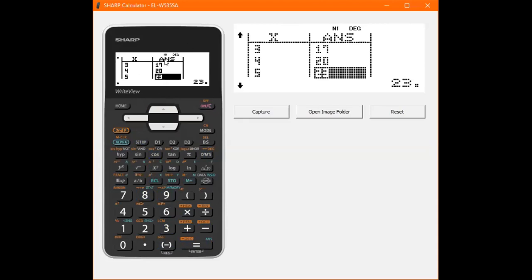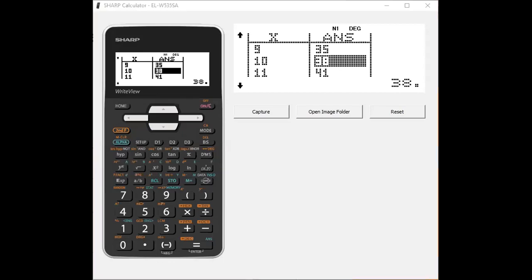Now, what's nice about using the table mode for a pattern is if, for example, I want to know what the 10th position in the pattern is going to be, then I can just scroll down to X is 10, and I can see that my 10th number in my pattern is going to be 38.